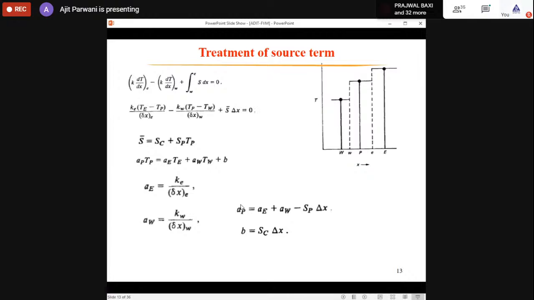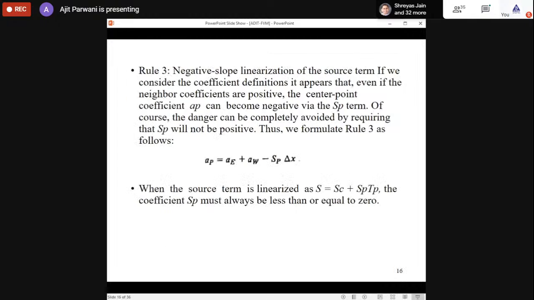So in order to have positive coefficients, SP should not be a positive value. If SP becomes positive, then AP could become negative. So you have to choose the source function so that SP will always be a negative value. If SP is always a negative value, then AP, AE, and AW will be positive, and rule 2 will always be valid. So this SP should always be a negative value.